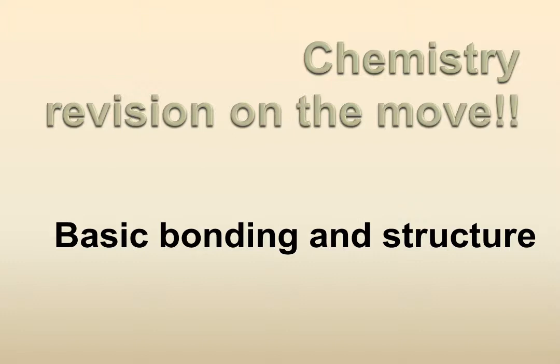Basic bonding and structure. When we think of matter, we've got to think about the bonding, how the atoms are held together. But we must also consider the structure, in other words, how the arrangement of those bonds are within the totality of the material that we have. Because whilst the type of bonding will affect the chemical properties, the physical properties really are very much determined by the structure of the compounds that you have.